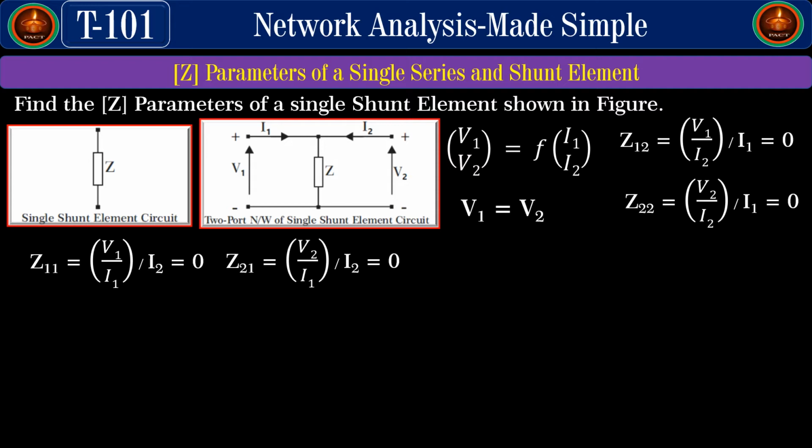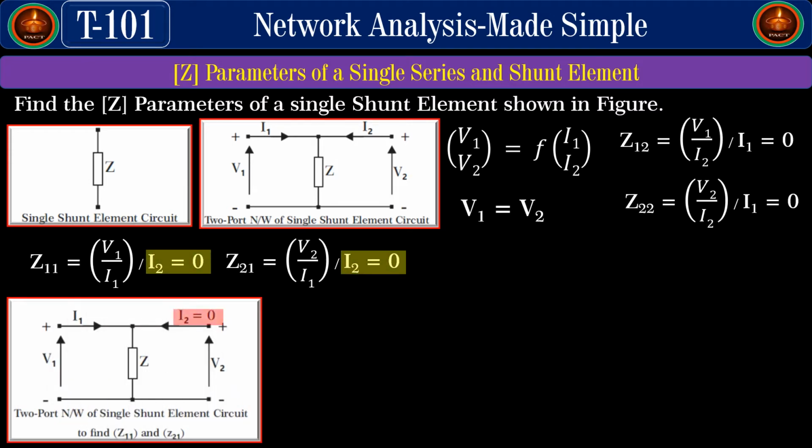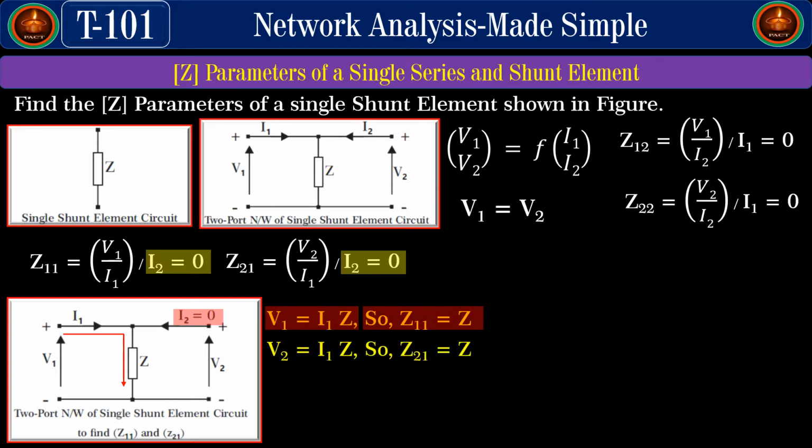To find Z11 and Z21, we have to force I2 equal to 0. So, here you find the circuit where I2 is forced to 0. If I2 is 0, then you find that I1 will flow through Z. So, V1 is equal to I1 times Z. So, Z11 is equal to Z. Similarly, V2 is equal to I1 times Z. So, Z21 is equal to Z.